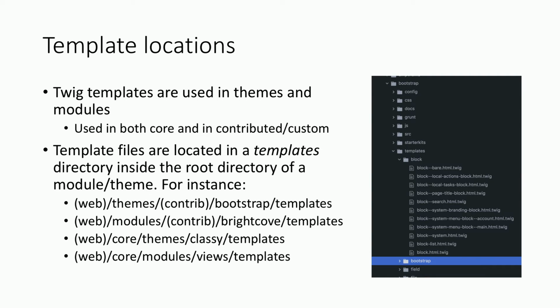Module contrib Brightcove, one of our modules we have to use for video rendering, as per the business, has a template directory. Core themes Classy, one of the core themes that ships with Drupal 8, has 8 or 10 templates. They're in a template directory, and the one from the last, web core modules views templates. Again, each of these core modules has their own set of templates. It's not a comprehensive list like I saw on the previous screen. It's only what's necessary to do what it needs to do.